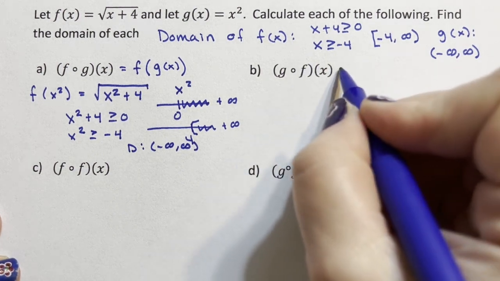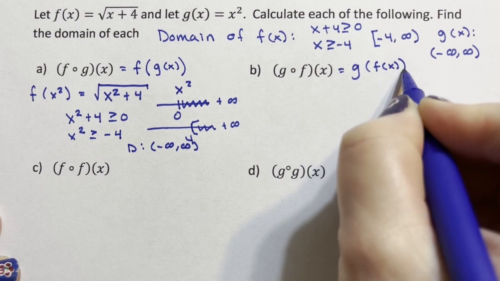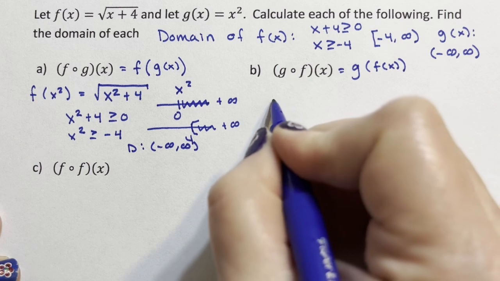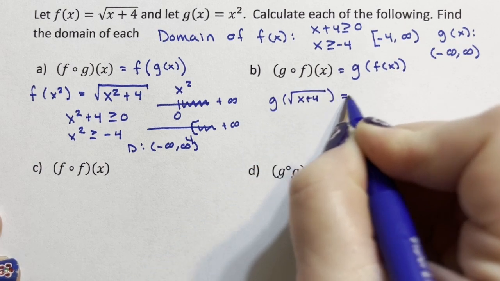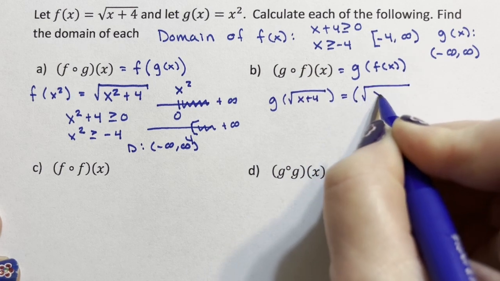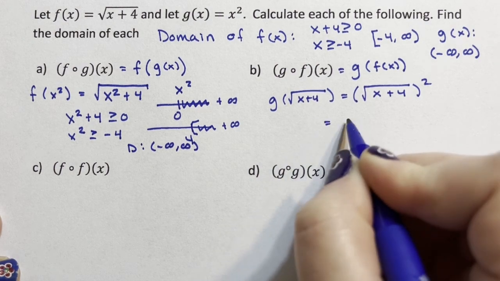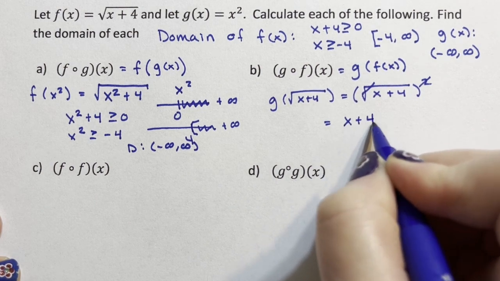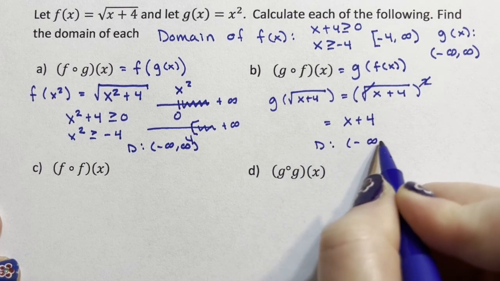Okay, g of f of x, that's where we take g and we put the f of x function into it. So g is x squared, so we're going to take g of the square root of x plus 4. So it's going to be the square root of x plus 4, and we're going to square it. So this is going to become, these are inverse functions, so they're going to cancel each other out, x plus 4. Well, this is just an equation of a line, so our domain, again, is all real.